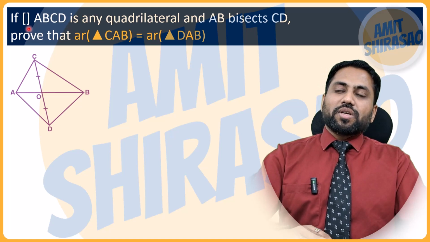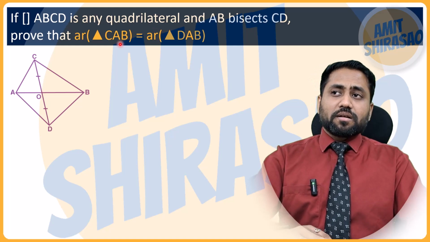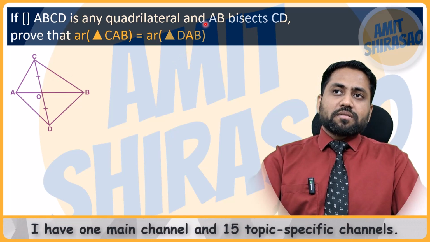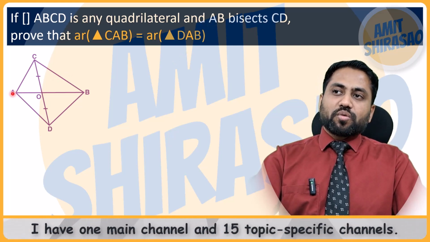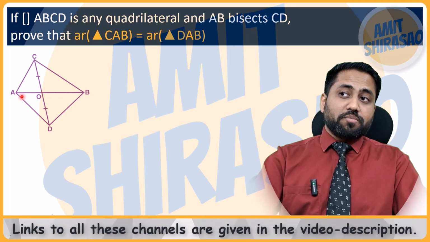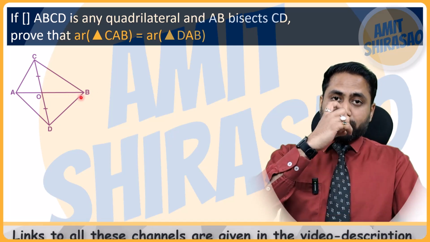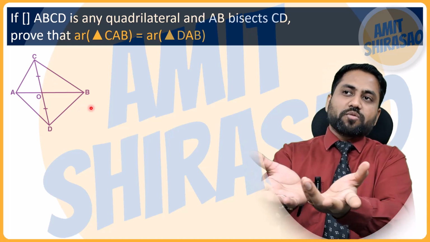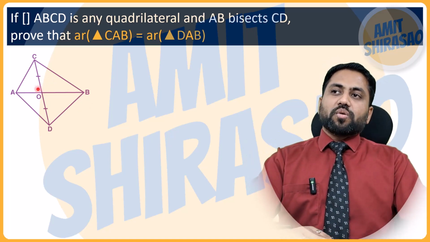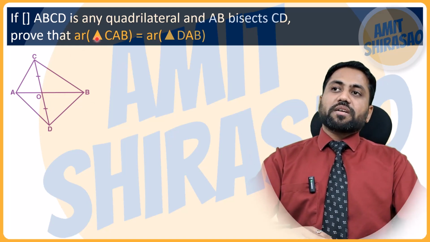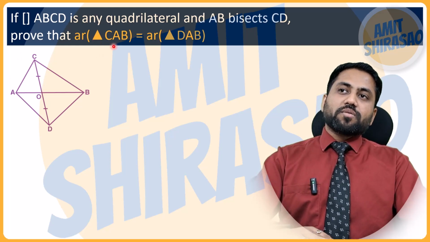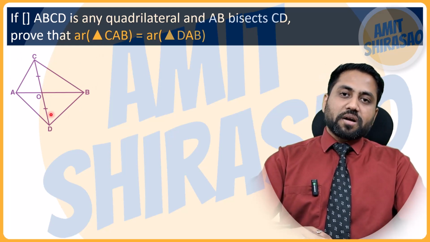So if ABCD is any quadrilateral, I'm not saying it's a parallelogram, and AB bisects CD. So AB is bisecting CD, but maybe CD is not bisecting AB. If CD would also bisect AB, then it would become a parallelogram, right? But this is probably a quadrilateral that is not a parallelogram. Now, what do I need to prove? I need to prove that the area of triangle CAB, the upper bigger triangle, is equal to the area of the lower bigger triangle. How will I prove that?